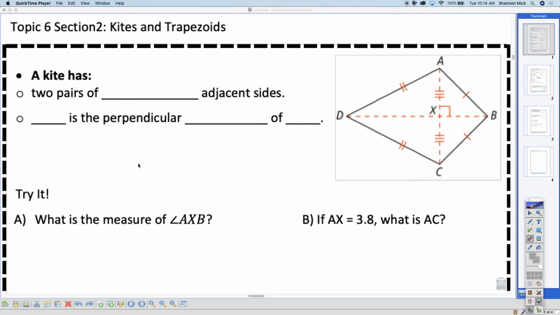Kites and trapezoids. Okay, this is a kite. You guys have seen a kite before, yes? No. Yes? Sorry, my Mexican childhood does not show us kites. Okay. Actually, here's a kite. Your first introduction to a kite.